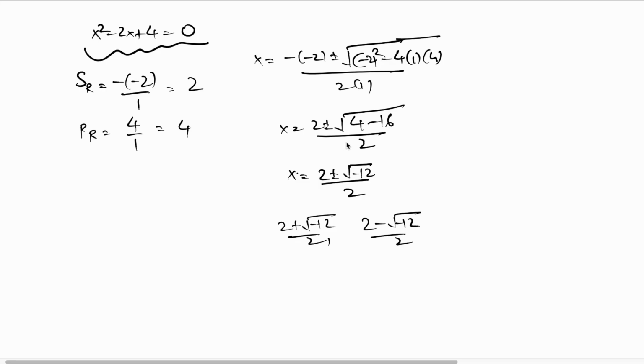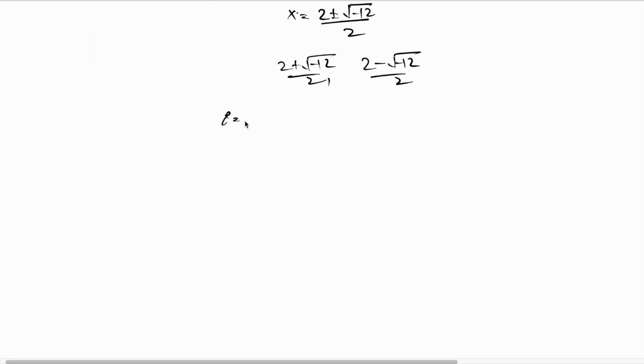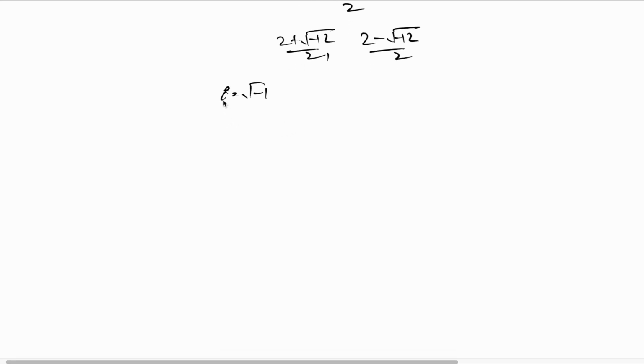To take this theory into account, we define i, which is the square root of minus 1. Now we'll write both the roots in terms of i. If i is root minus 1, root of minus 12 can be written as root minus 1 into root 12, and root minus 1 is i. So root of minus 12 can be written as root 12 into i.